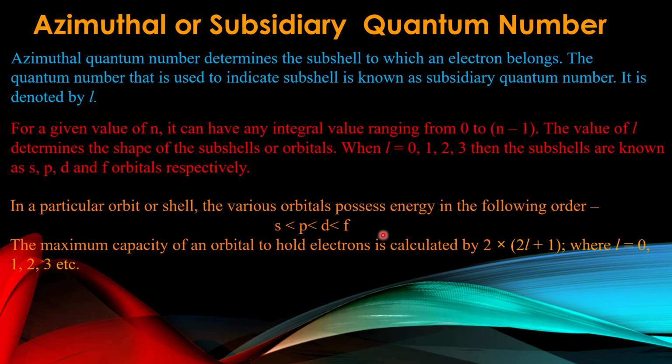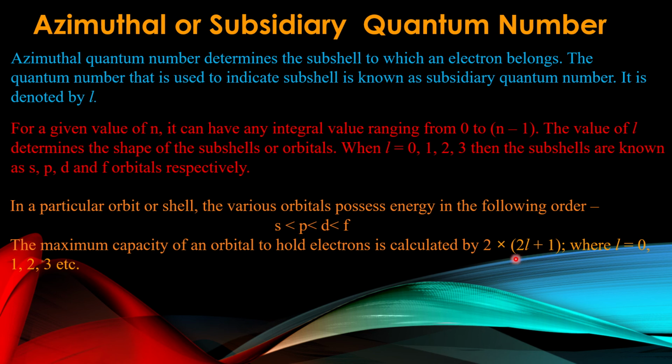The maximum capacity of an orbital to hold electrons is calculated by the formula 2 into 2l plus 1, where l equals 0, 1, 2, 3, etc. So by this formula, you can calculate the maximum electron holding capacity of different orbitals. For example, what is the maximum electron holding capacity of an s orbital? For any s orbital, the value of l is 0.